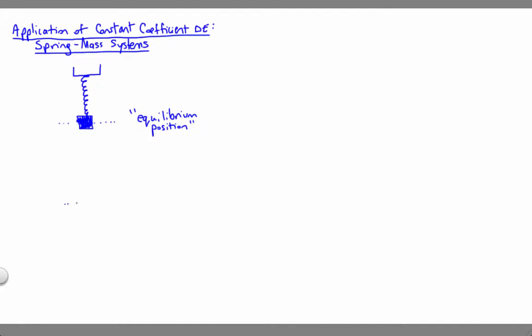Now let's say our equilibrium position is here. And let's say we pull our mass from equilibrium, we pull it straight down past our equilibrium position and we let go. Then our mass is going to move vertically. We might get this type of motion, and our ultimate goal is to try to describe the motion of our mass.